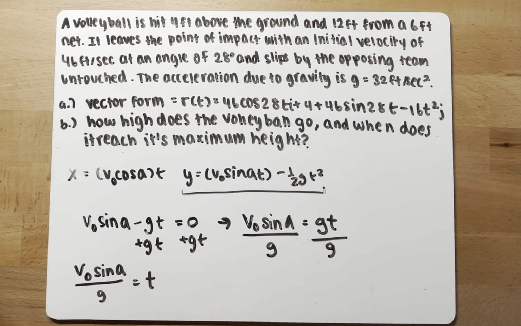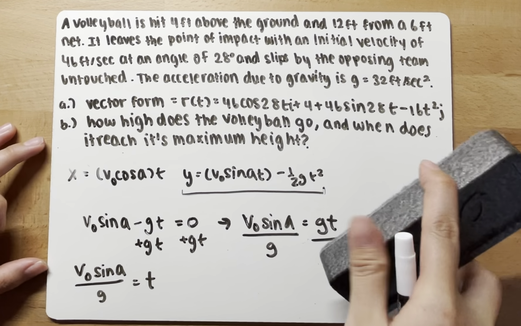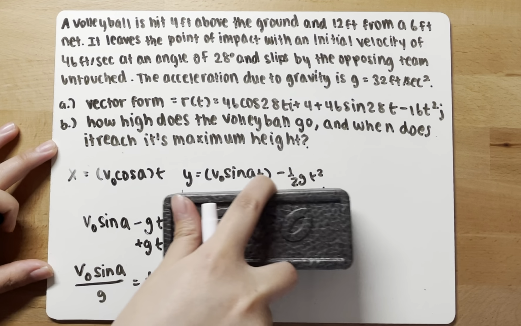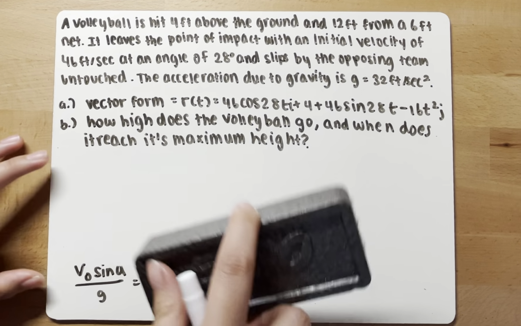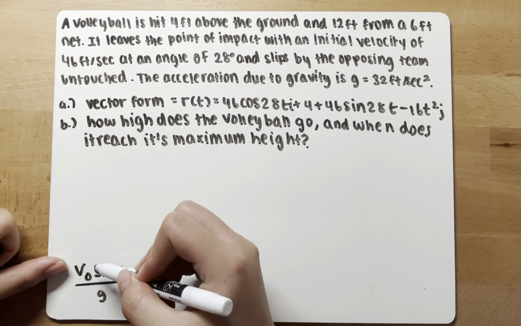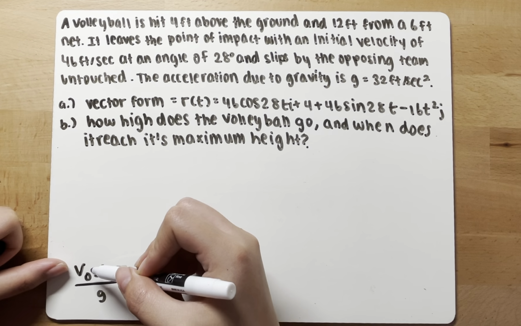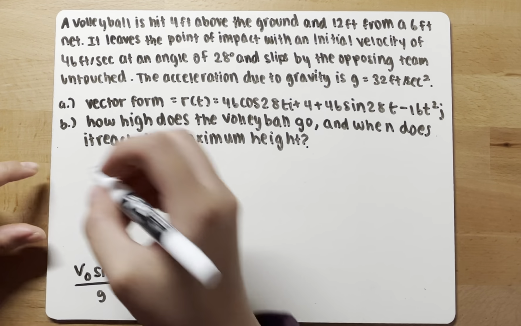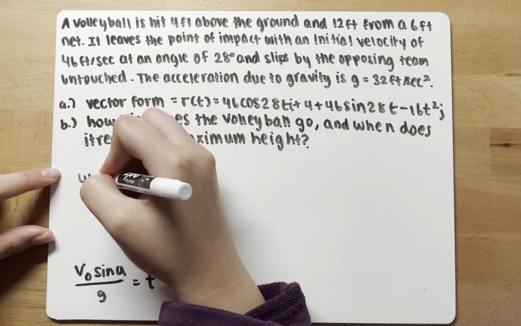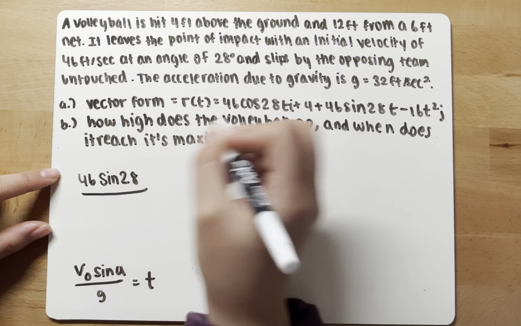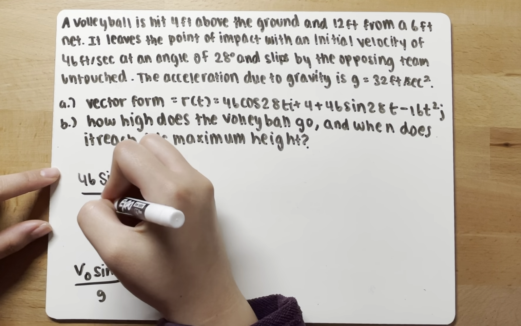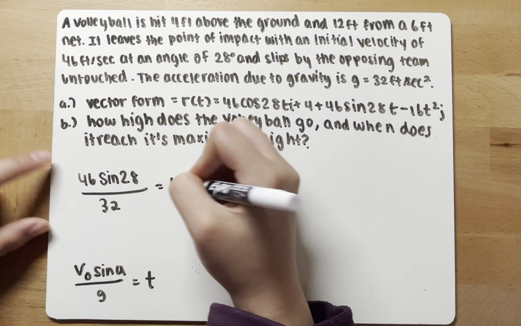Now, substitute the known values into the equation. So, what do we know? Let me erase this so that our workspace is clear. We know that the initial velocity is 46 feet per second, and we know that the angle is 28. We also know that the acceleration due to gravity is 32. So we know a lot.